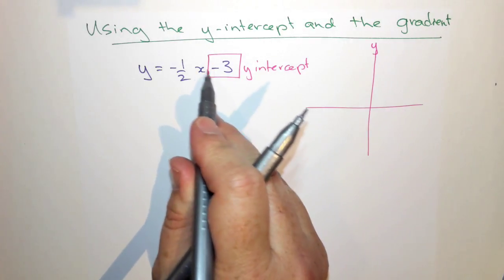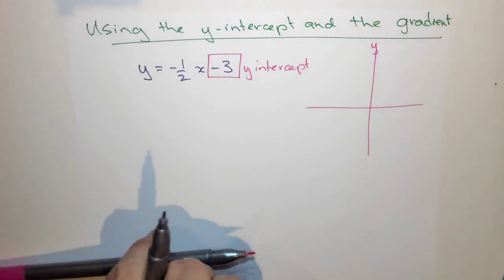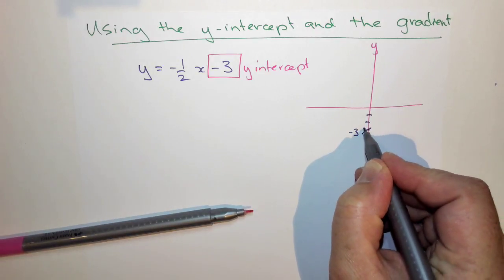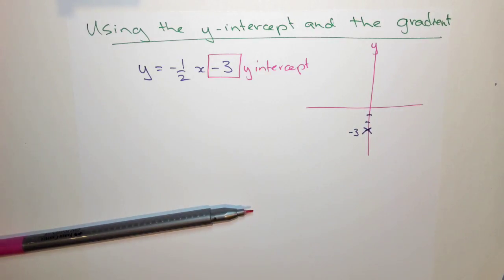And in this case, we've got a y-intercept of -3. So that means on our y-axis, if I go down to -3, that is where the line is going to cut through the axis.